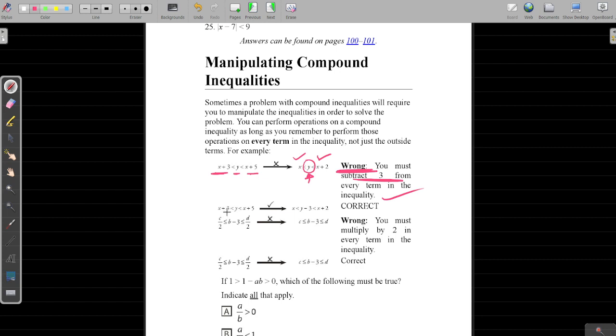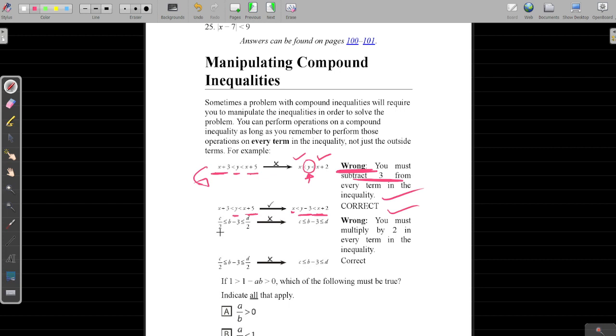Okay, now what is the correct version of this inequality operation? So look at this, I am subtracting 3 from here, so the remaining part is x. I'm subtracting 3 from this one also, so that will be y minus 3, and here also, so x plus 2. So this is correct. Then the next one, look at this.